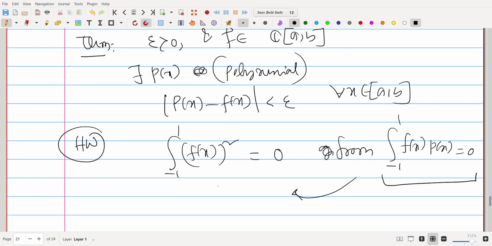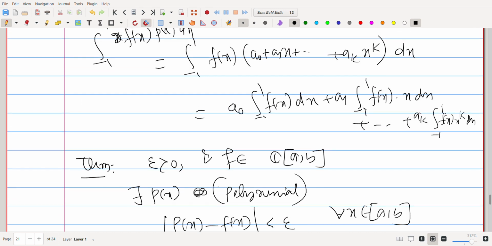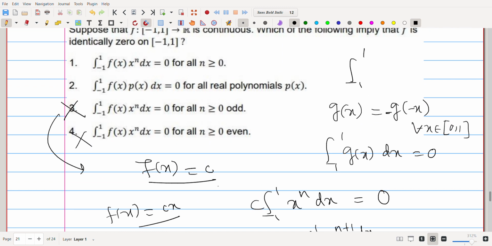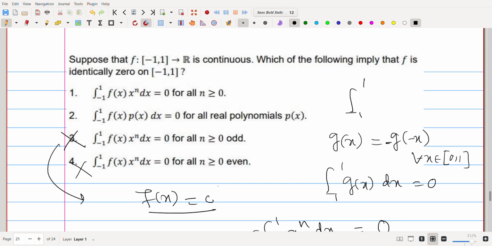you need to show that the integral from -1 to 1 of f(x) whole square is 0. Now f(x) whole square is always non-negative, and its integral over an interval is 0. That will imply f(x) is identically 0, because f(x) whole square is identically 0. Hence 1 and 2 are correct.